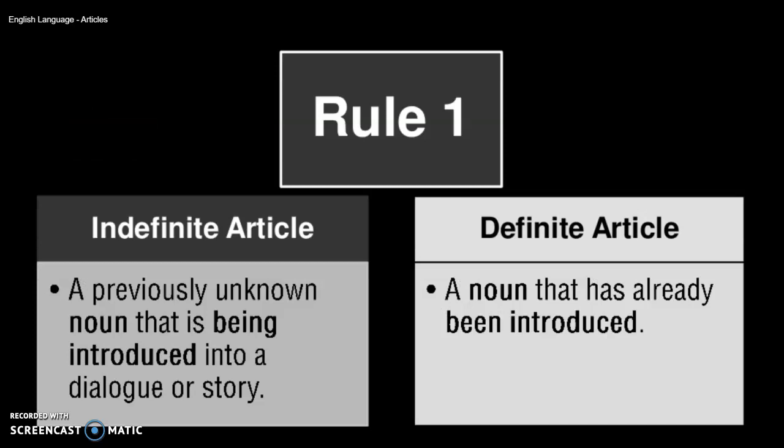An indefinite article is for a previously unknown noun. Remember what a noun is? A person, place, or thing that is being introduced into a dialogue or a story. A definite article is for a noun that has already been introduced.